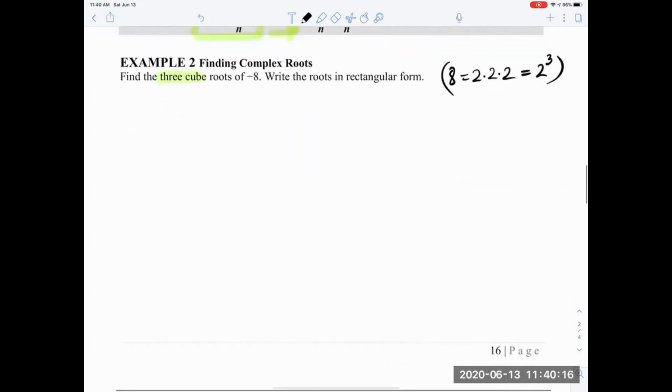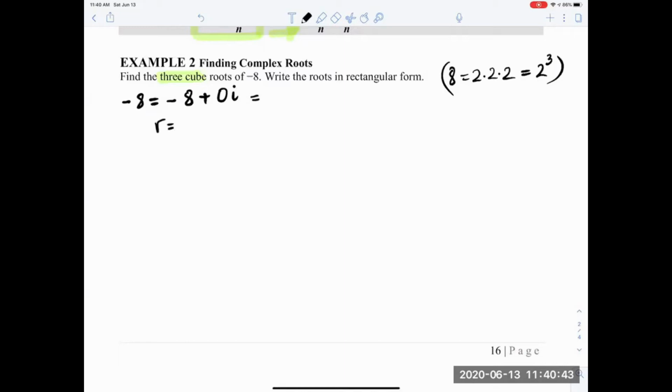I'm going to put here negative 8. And I'm going to ask, how do I write this negative 8 so it appears in the form a plus bi? So it's negative 8 plus 0i. Very simple. 0 times i is still 0. Then I have to think of what angle, or what argument, will give me this. Well, let's look at it.